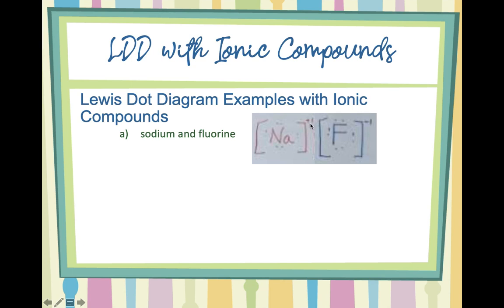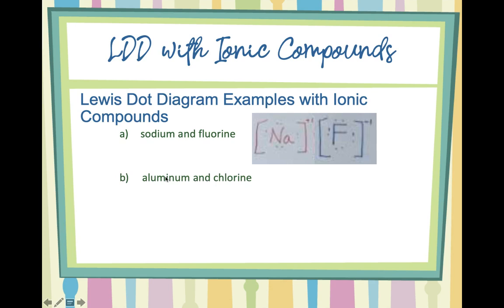So then now, you've got a positive one. Sodium gives this electron. Fluorine takes the electron. So now they are connected to each other from opposite charges. This is the Lewis dot diagram for sodium fluoride, the formula unit. Let's try one more, aluminum and chlorine.